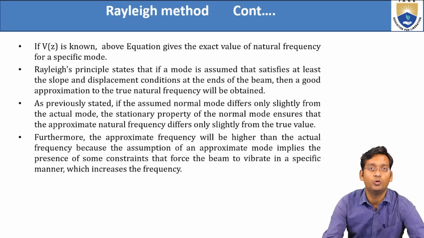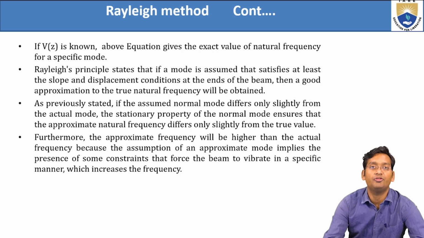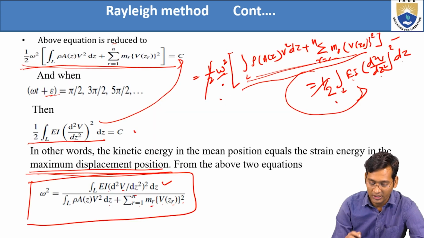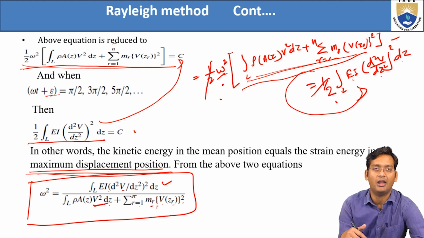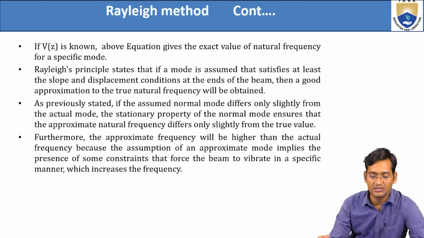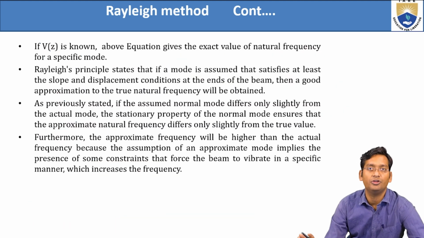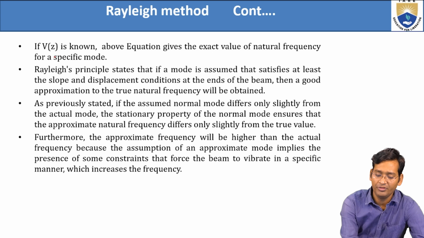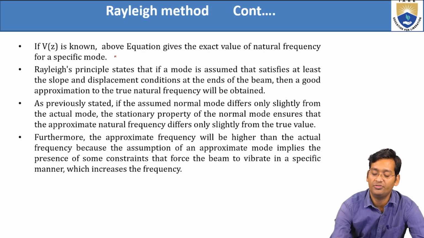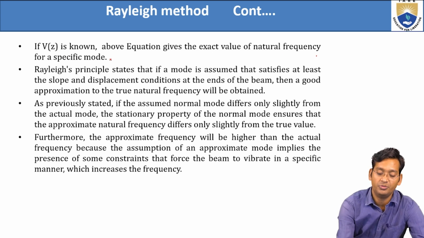If Vz is known, the above equation gives the exact value of natural frequency for a specific mode. Means what? Here only that Vz is required. Mass will be there, and that also. So if Vz is known, we can find the exact natural frequency. So that is it. If Vz is known, the above equation gives the exact value of natural frequency for a specific mode.